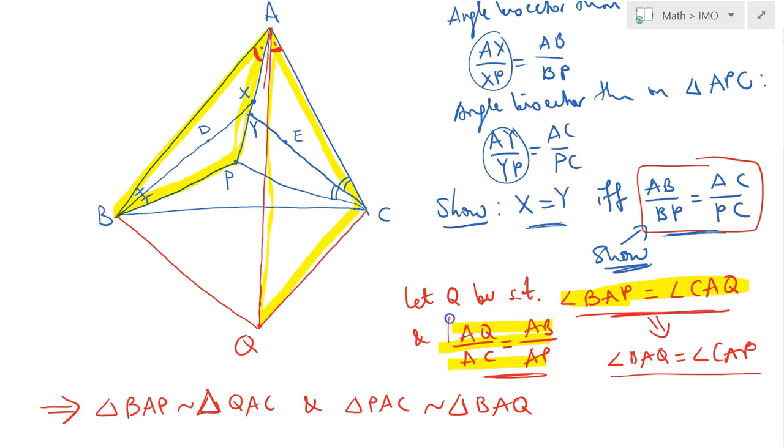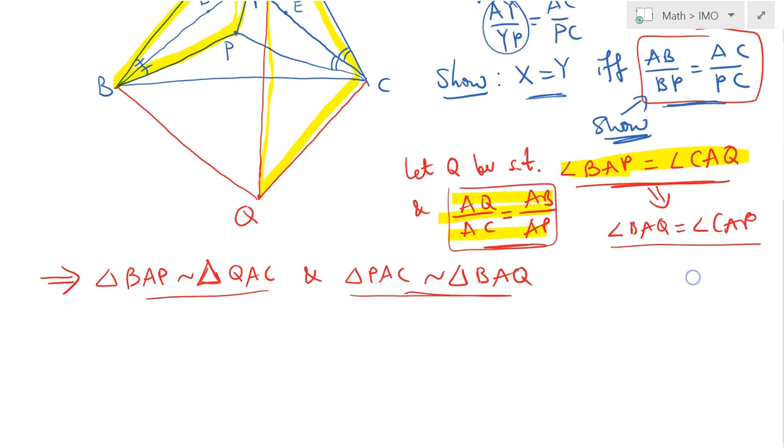And also using this construction, we get that this similarity also holds. Now we have two sets of similar triangles. Let's now exploit the length ratios. So from the first one, for instance, we would get that AB to PB is equal to AQ to CQ, and from the second one we will get that AC to PC is equal to AQ to BQ.